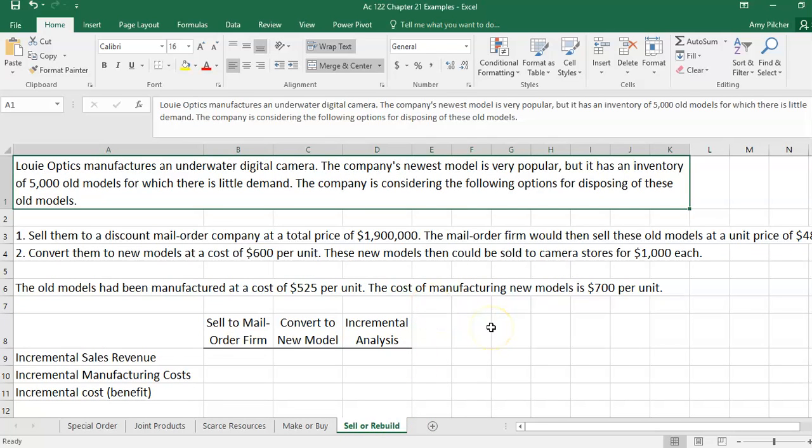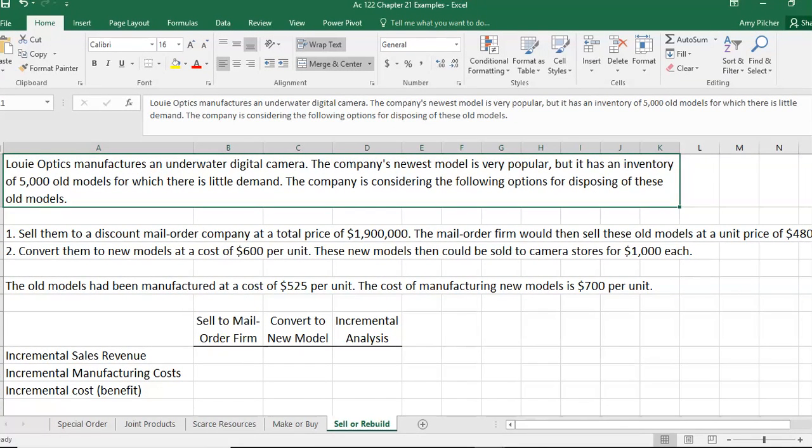And our last decision is whether to sell, scrap, or rebuild inventory. So we have a digital camera. Our newest model is very popular, but it has made our old model obsolete. There's very little demand for it. So we're looking at two different options for this camera. One of those options is to sell them to a discount mail order company at a total price of $1.9 million.